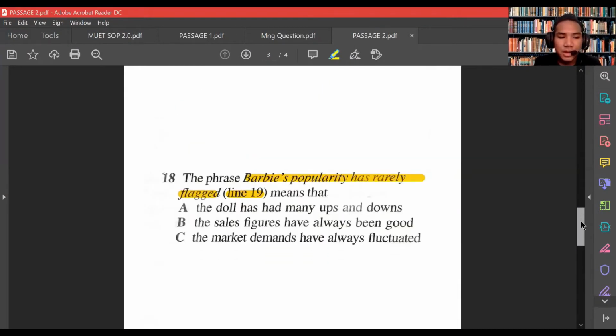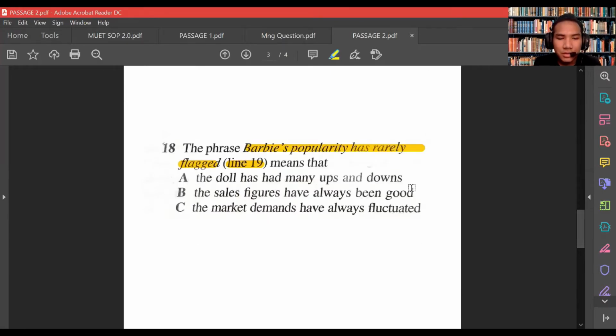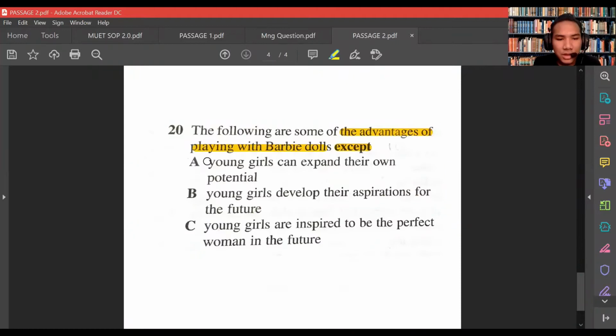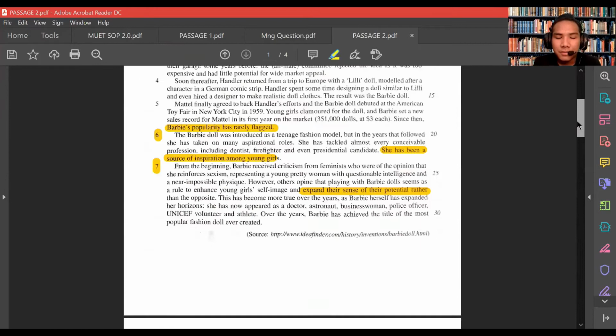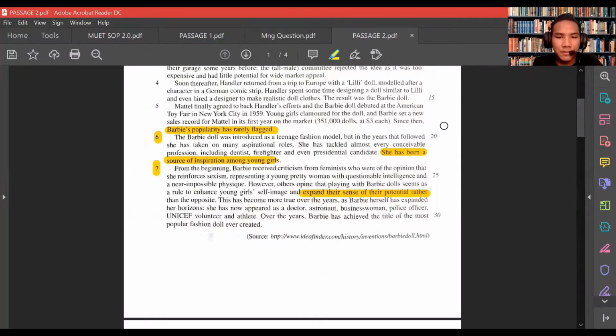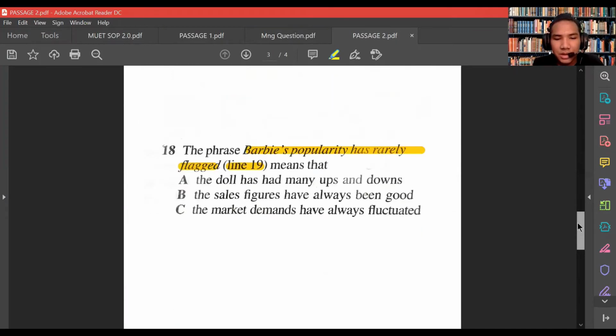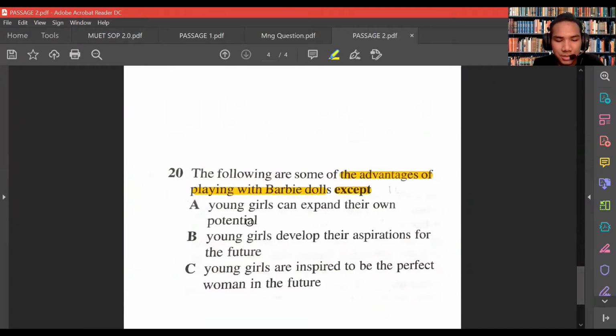So we scan the paragraph to find the keywords. For A, young girls can expand their own potential. B, young girls develop their aspirations for the future. And C, young girls are inspired to be the perfect woman in the future. As we have determined the paragraph, we scan through the paragraph to search for the keywords. Here, the phrase "she has been a source of inspiration among young girls" is actually the answer in B, which is young girls develop their aspirations for the future.